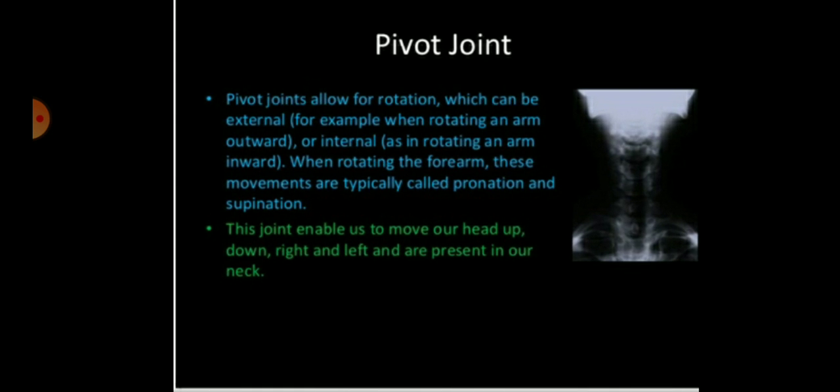And children, the second is the pivot joint. The pivot joint enables us to move our head up and down, and right and left, and is present in our neck. In our neck region, the pivot joint allows for rotation, which can be external or internal. When rotating the forearms, these movements are typically called pronation and supination.